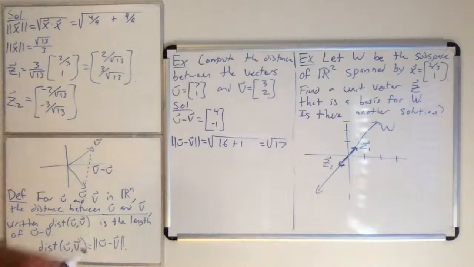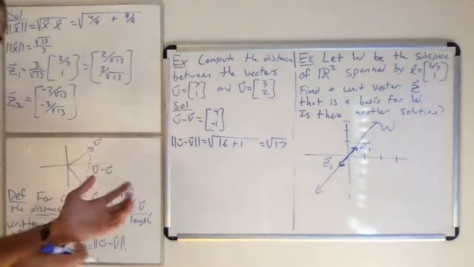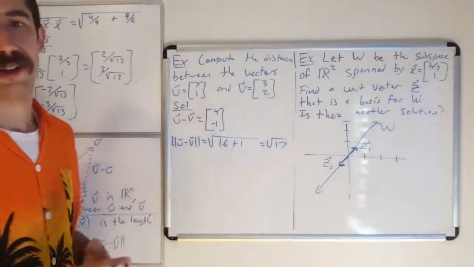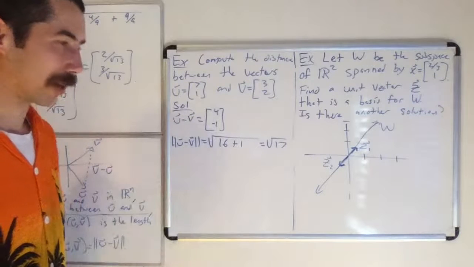So if you were to plot these two points in the xy plane and find their distance using the Pythagorean theorem, you'd get square root of 17 also. So this is just another way to do that.